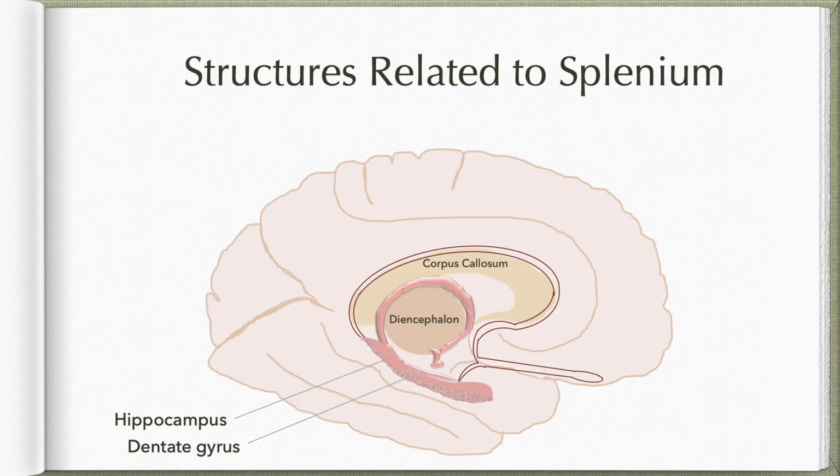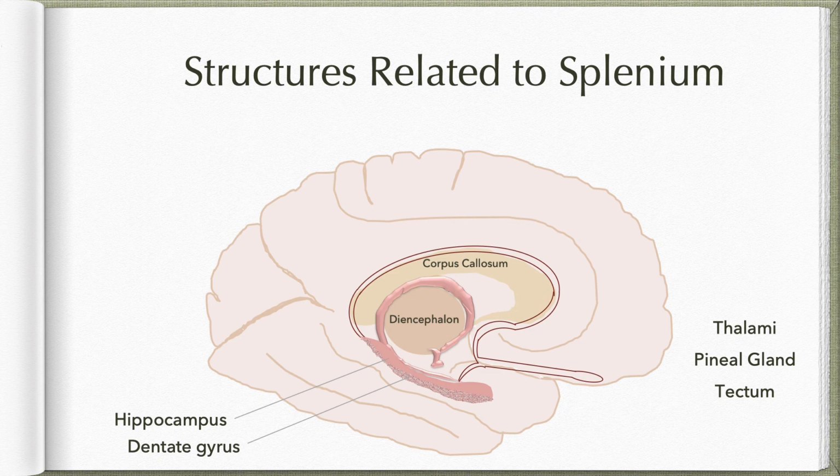Now coming to the relations of splenium. Splenium is related to thalami on either side. Along the midline, it is related to pineal gland just below the splenium, and further below the pineal gland, it is related to tectum of the midbrain.